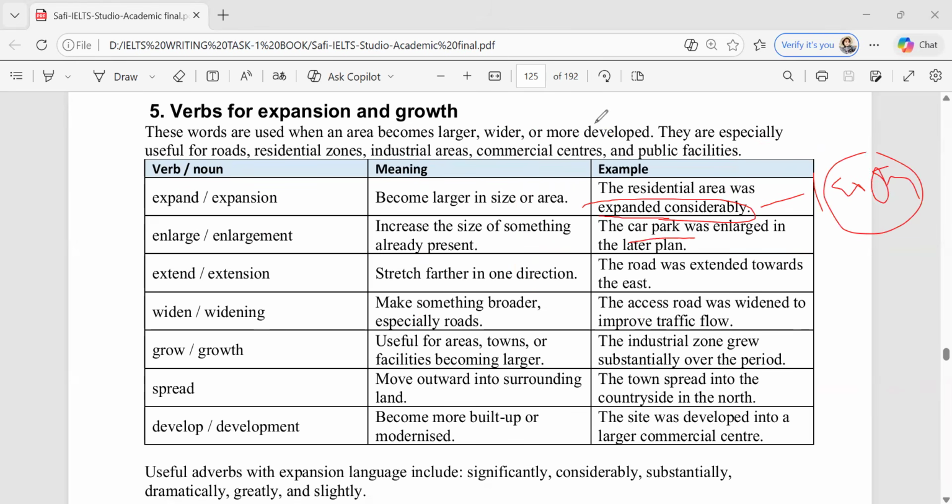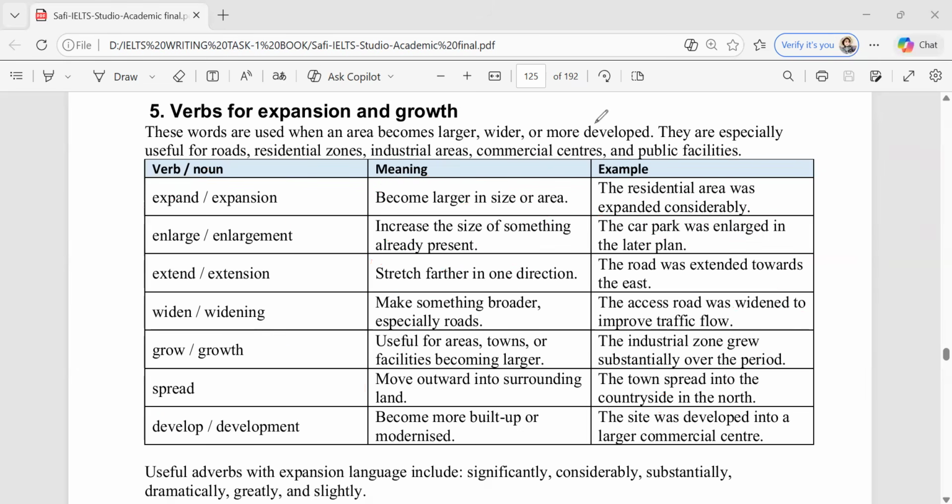The car park was enlarged. Like in the second graph, in the second map, clear, it has enlarged. The road was extended. So make sure, clear, that when to use expand, I have written here the meaning. If you go through your book, you understand how to use these verbs and nouns. The access road was widened. Industrial zone grew substantially. The town spread into countryside.